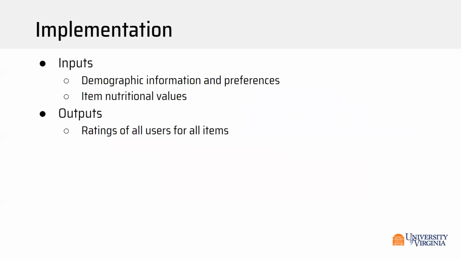Since we are the first module in the for-all system, we receive all of our initial inputs from the environment. These inputs are CSV files containing the demographic information for each user, as well as each user's explicit preferences. From this, we provide a matrix containing the ratings each user has for each item to the other components.